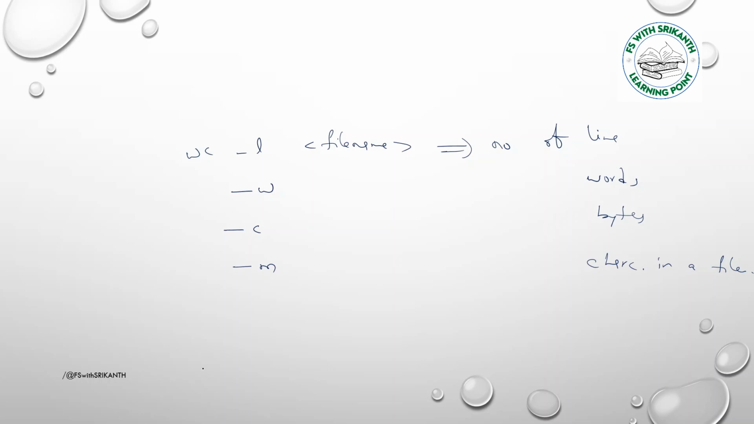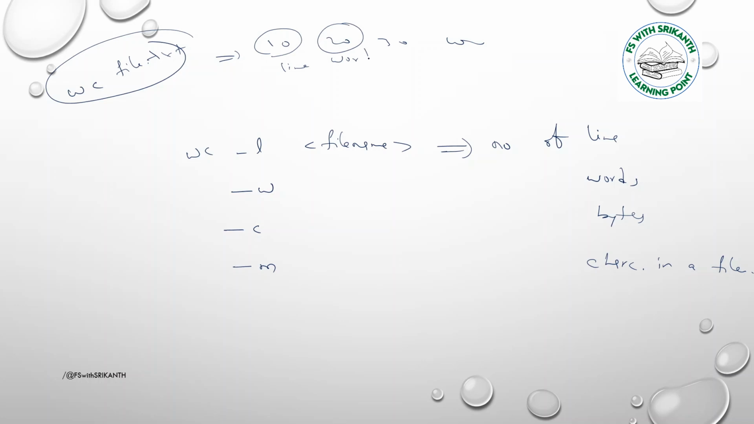And for a single file, we can get wc just file.txt. Then we get an answer like 10, 20, 30 and 100 this way. So the first one is the number of lines, the second one is words, the third one is characters.